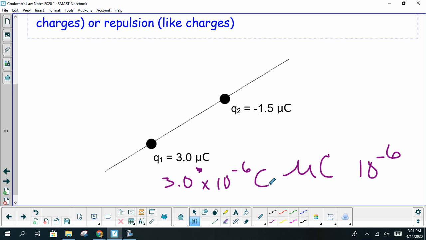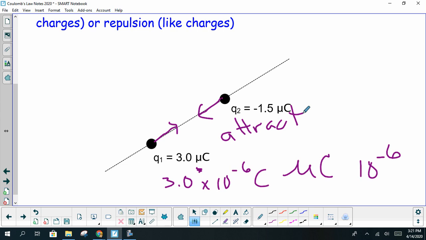Since Q1 is a positive charge and Q2 is a negative charge, those are going to attract. And we know from our applet work, our simulation, that these two forces are going to be the same size and in the opposite direction. In this case, they're going to be pointed towards each other because they attract, and they attract because they have unlike charges. One's positive and one's negative.